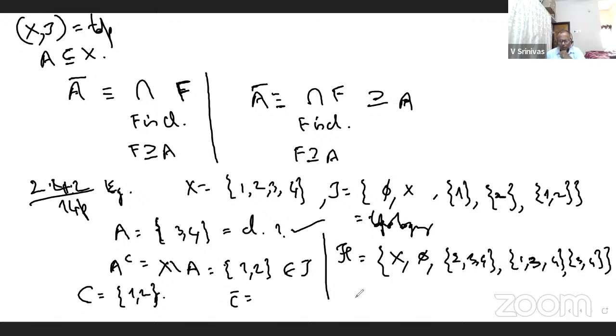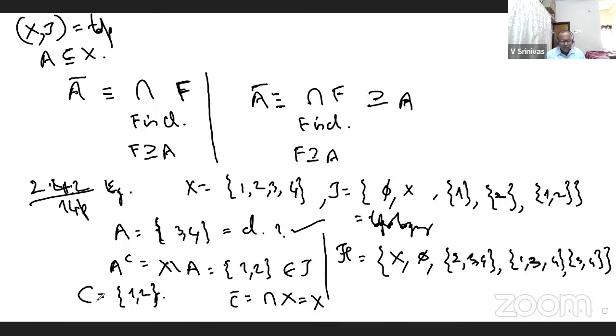So the doubleton {1, 2} is a subset of capital X, and it is not a subset of the other closed sets. So the closure is the intersection of just one set, capital X. The intersection of one set is that set itself. So the closure of C is X.